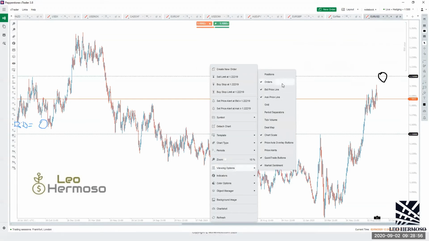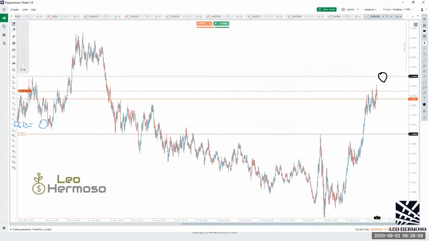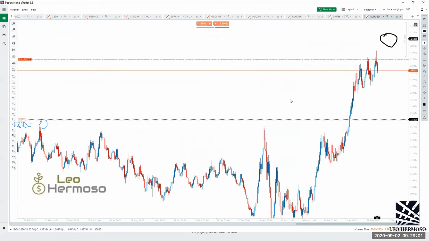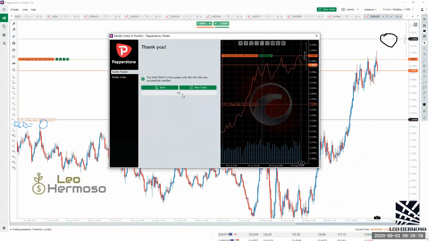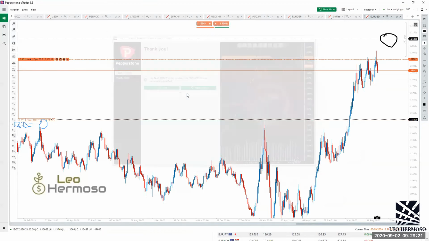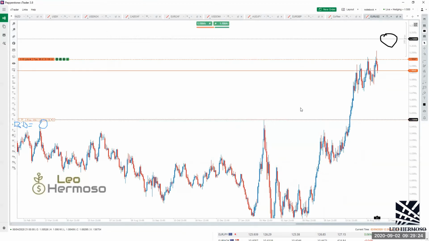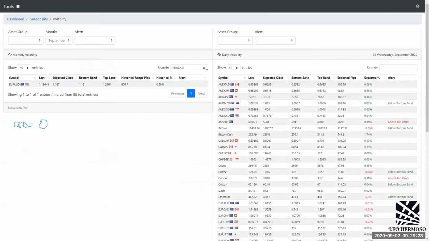And we right now have a running position that we took yesterday. I already moved the stop loss to break even today, and my take profit is exactly at 1.15. So this is how we use this. This is the idea behind this.